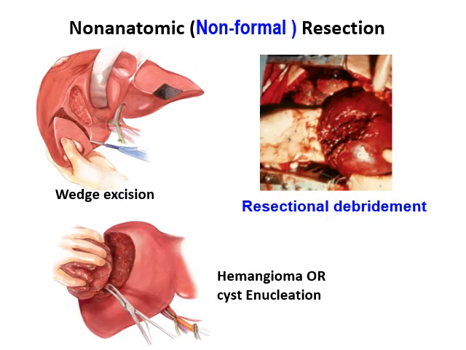The non-anatomical or non-formal resection includes the wedge resection or partial hepatectomy, the resectional debridement in the case of blunt trauma to the liver, and hemangioma or cyst enucleation.